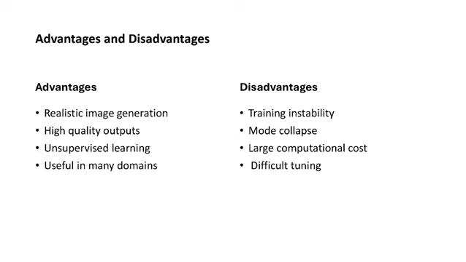However, GAN also has some disadvantages. Training GAN is difficult and unstable. It requires high computational power and expensive hardware resources. Another common problem is mode collapse, where the generator produces limited types of outputs repeatedly. Parameter tuning is also challenging in GAN models.